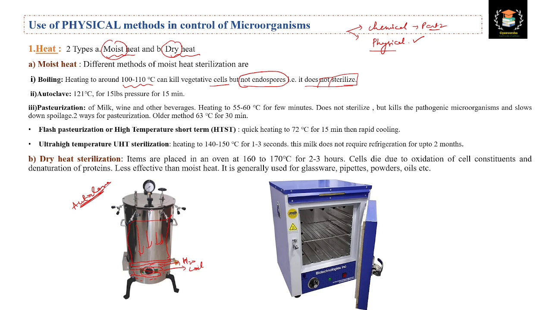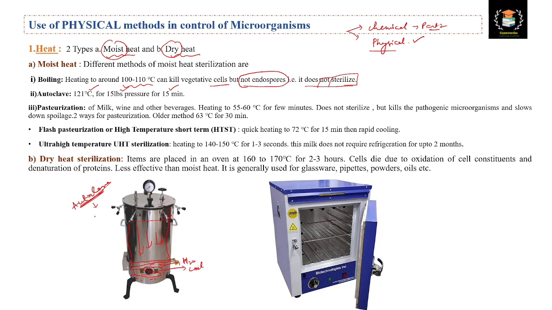You check your rubber tube. When you start it, it will run up to a temperature of 121 degrees Celsius. The pressure is 15 lbs, and it will run for 15 minutes. It works on the principle of a pressure cooker, and there will be a complete removal of organisms.